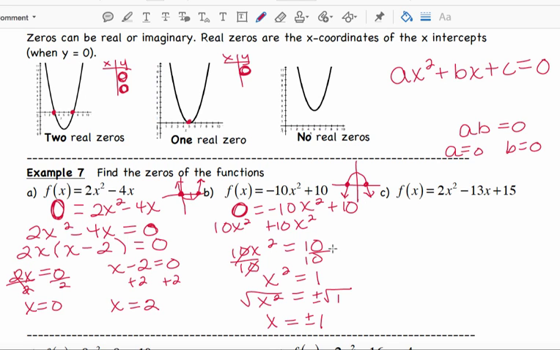So the zeros of your function, the solutions, are going to be those x-intercepts where y is equal to 0. Okay, let's go ahead and solve the next one.